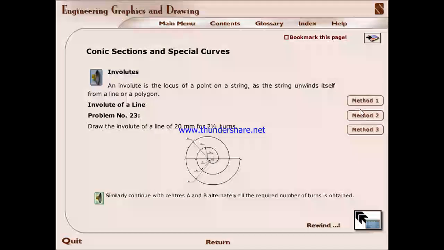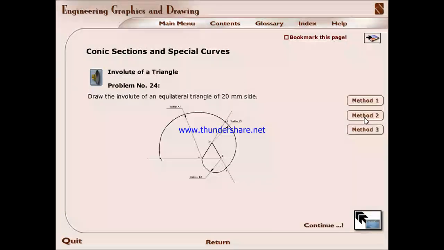Now, in the second method, the involute of a triangle.